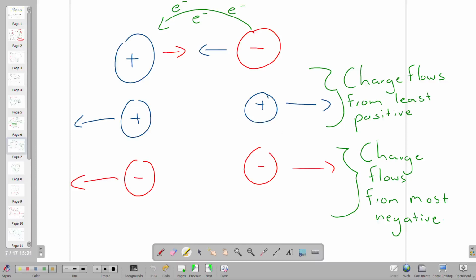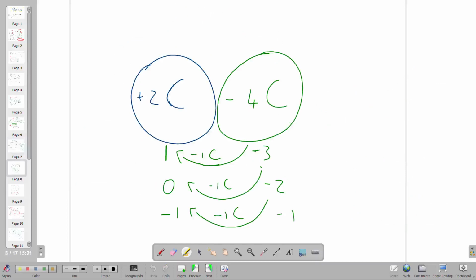So you need to be able to interpret the scenario given to you. And then when dealing with two negative objects, the charge will flow from the most negative object, meaning the one with the greatest negative charge. Okay, so let's take a look at the example here. I have an object with a charge of +2 coulomb and an object with a charge of -4 coulomb. So they have opposite charges, meaning they will be attracted to one another. I bring these two objects into contact with each other and electrons will flow.